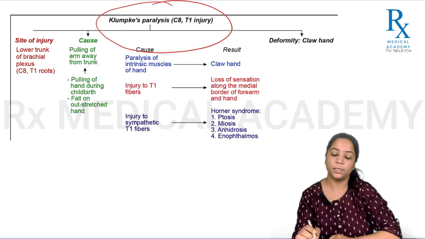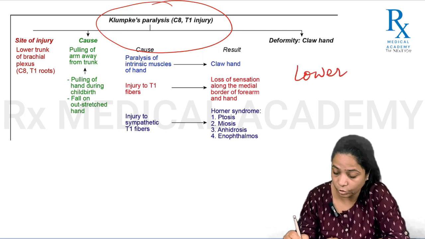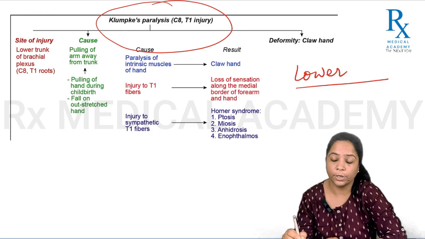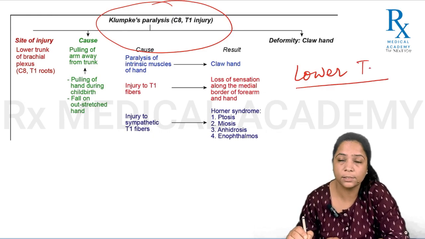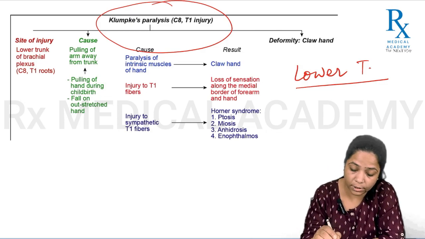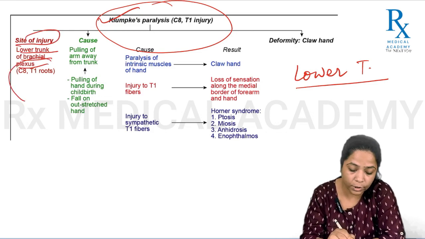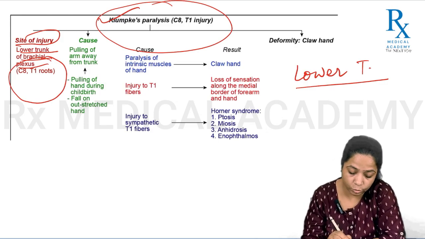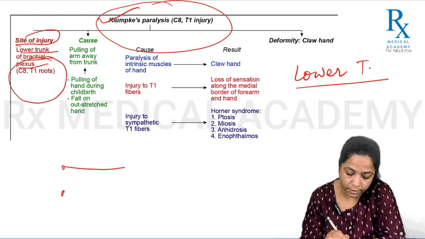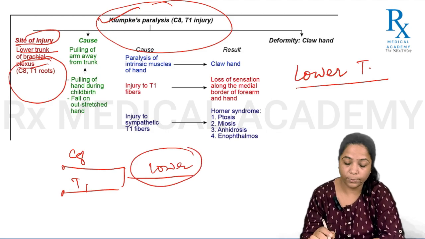Klumpke paralysis is basically the injury of the lower trunk. So these questions are often asked in your exam. The injury of the lower trunk is known as Klumpke paralysis. The injury of the upper trunk is known as Erb's palsy. So in the case of Klumpke paralysis, you will find the site of injury is the lower trunk of the brachial plexus. The nerve root value is C8, T1, because you know the lower trunk is formed by the ventral primary ramus of C8 and T1. So this is the lower trunk which gets injured in Klumpke paralysis.